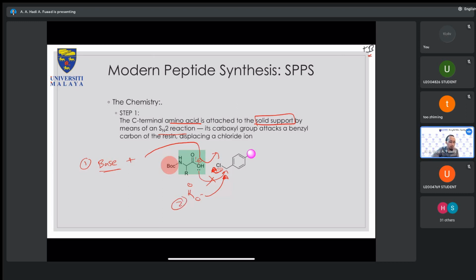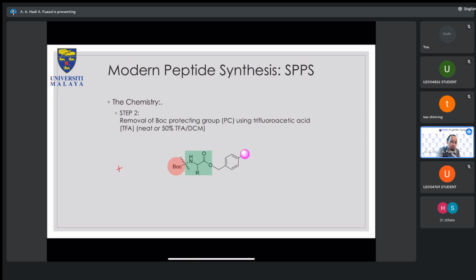Okay, and then this is the product that you will get. So you get a first conjugation. So now you have successfully conjugated your first amino acid onto your solid support. Okay, and again, as we looked at previously in the summary of peptide synthesis, you need to remove your protecting group so that you can add the second amino acid.